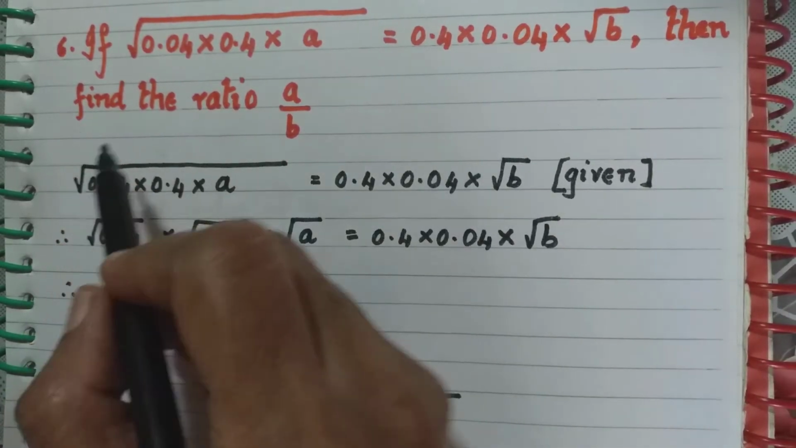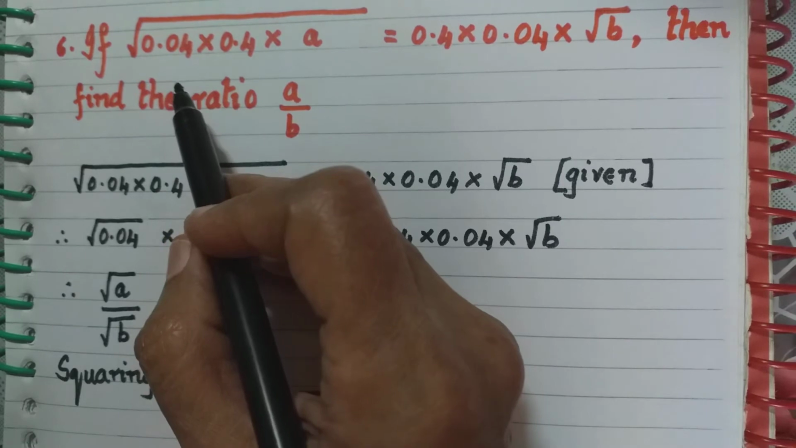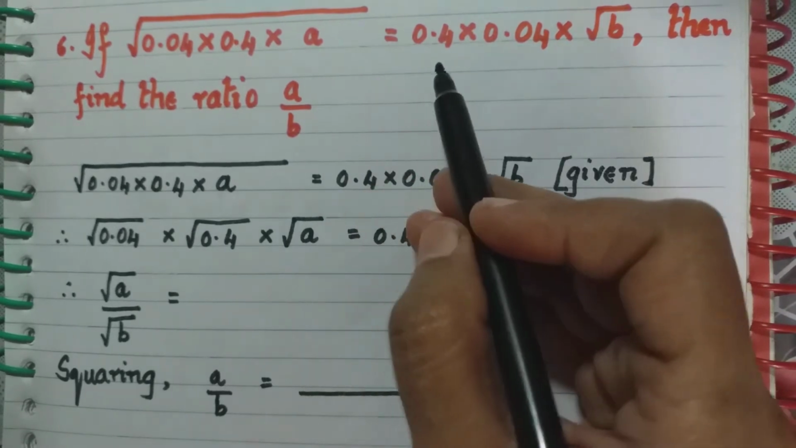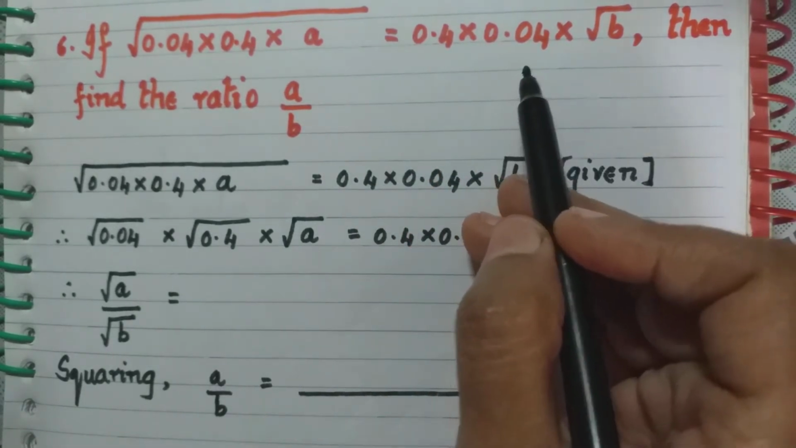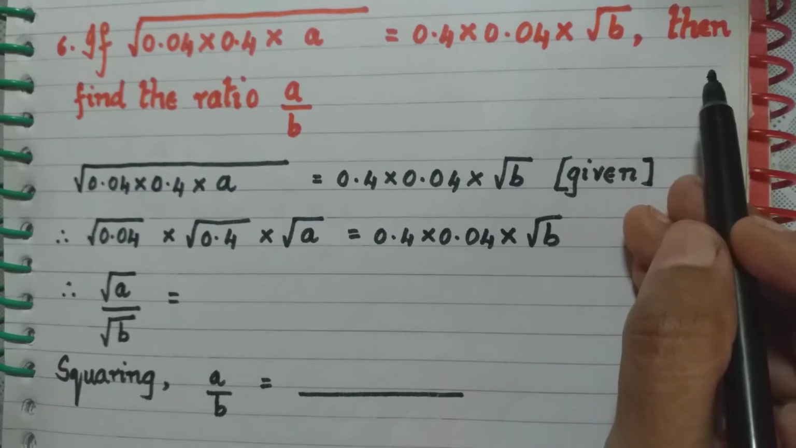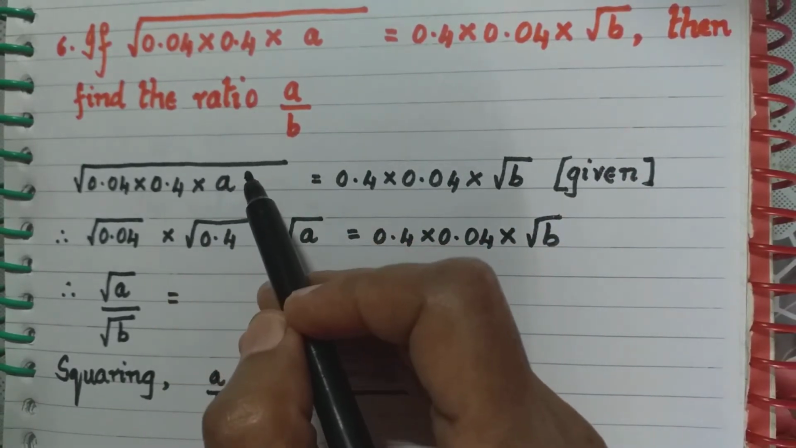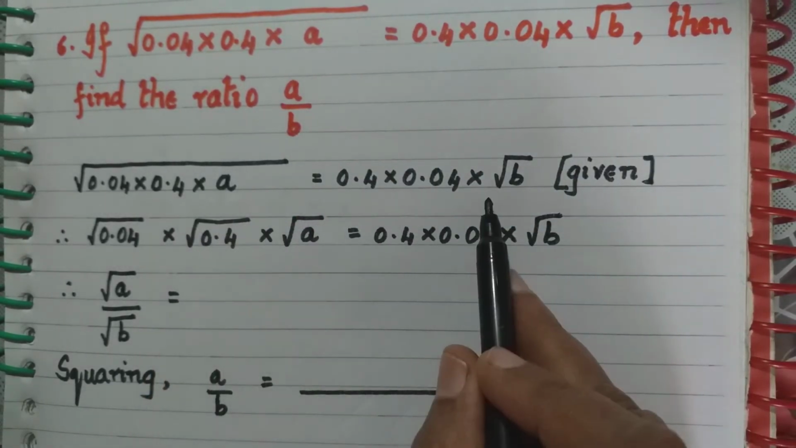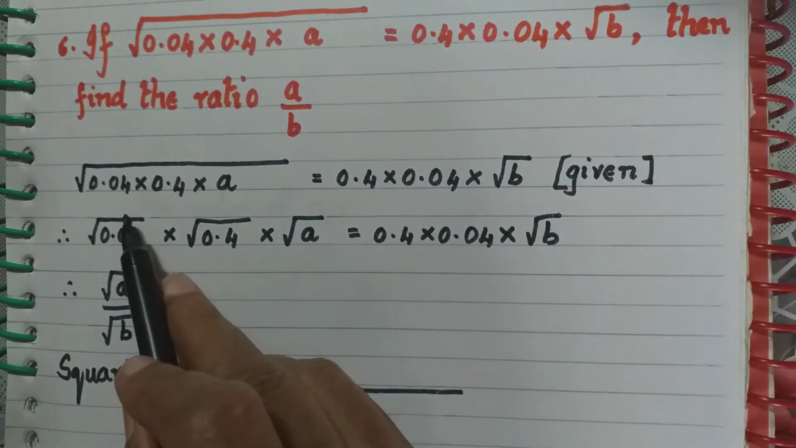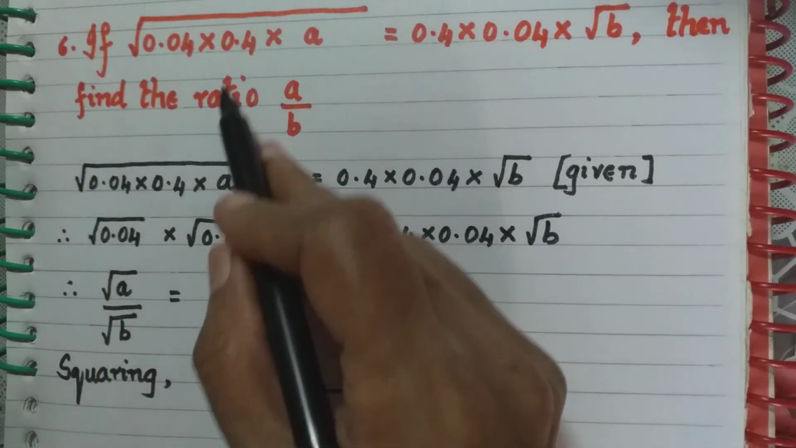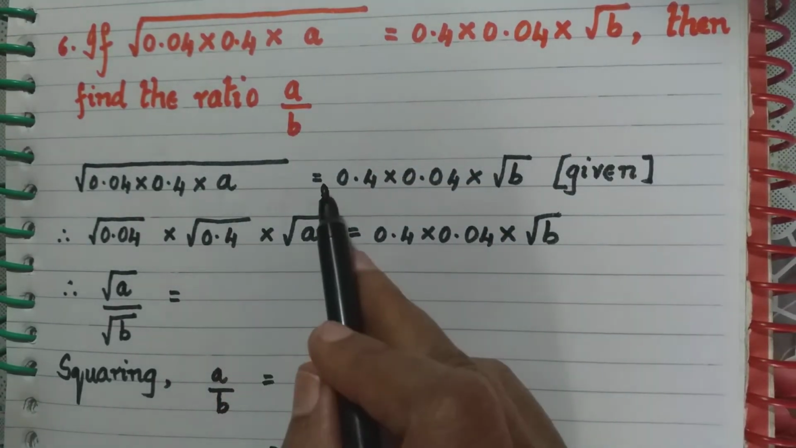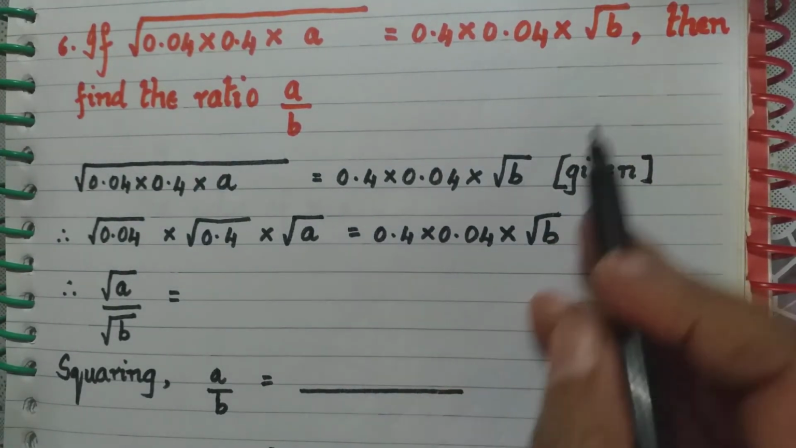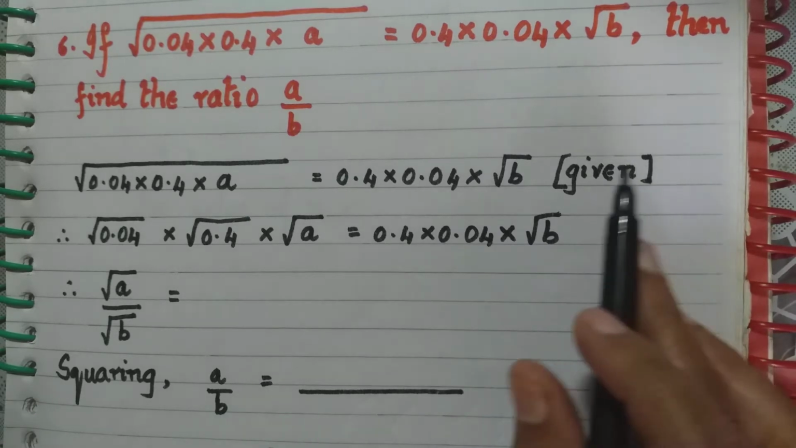Going to the sixth question. If square root of 0.04 into 0.4 into a is equal to 0.4 into 0.04 into square root b, then find the ratio a by b. Okay, now here what is given I have written here first, that is square root of 0.04 into 0.4 into a is equal to 0.4 into 0.04 into square root b. This is what was given.